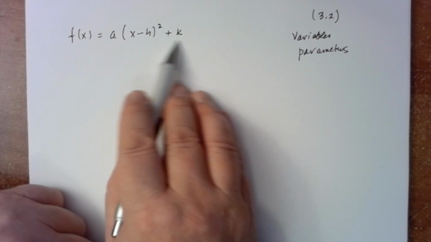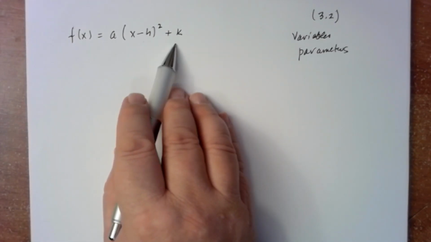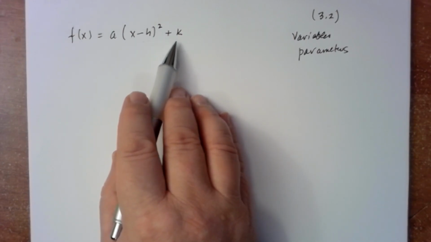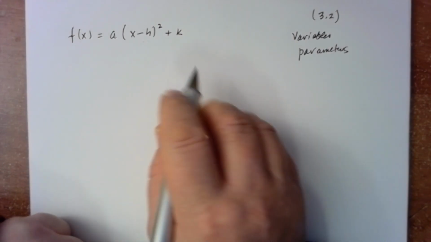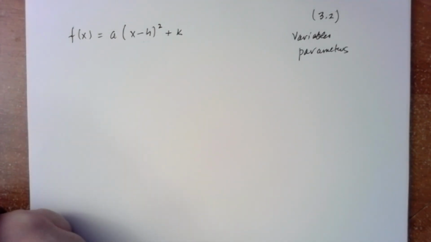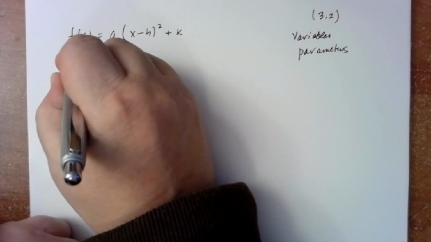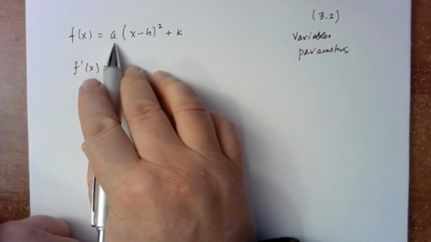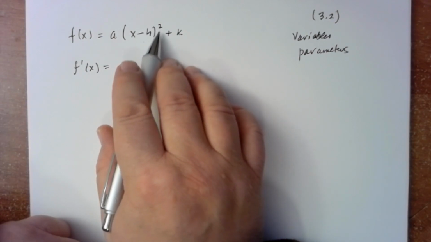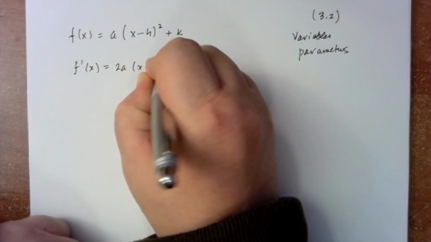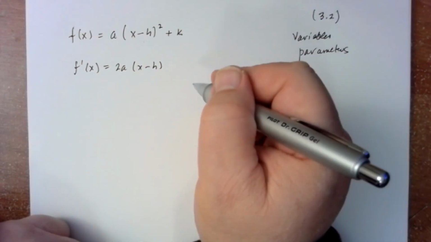But in all cases, no matter what the a, h, and k are, as long as a is not 0, then this is a parabola. Good. And so we can work with these parameters when we differentiate, because the derivative is just going to treat those parameters as constants. And so when we take the derivative of this, for example, we'll get 2a times (x minus h), and then the derivative of k will just be 0.